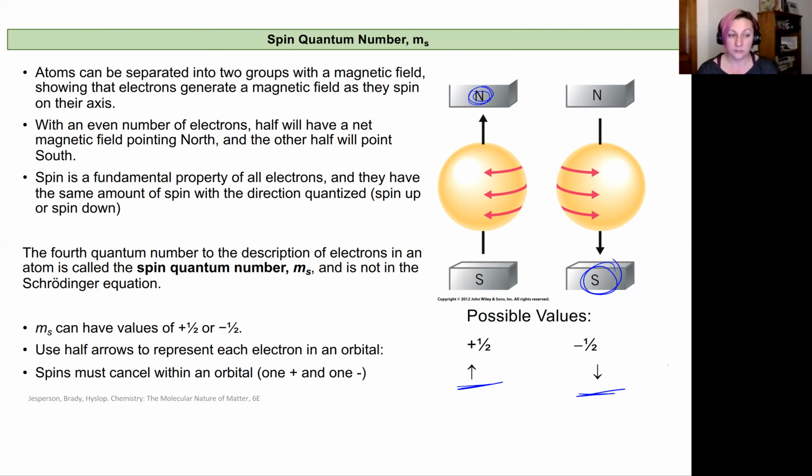So it doesn't come from the Schrodinger wave equation, rather from our observations of the behavior of electrons in a magnetic field. What we typically use is half arrows, and I have full arrows here for some reason, but typically you'll see one electron represented by a half arrow like this, or spin down like that. So if I was going to show that in an orbital I had two electrons that were spin paired, I would do one half arrow up and one half arrow down.